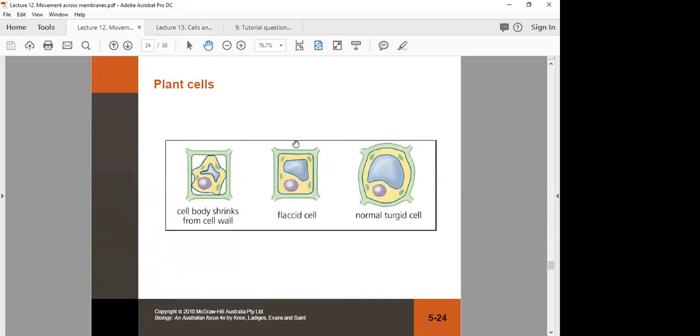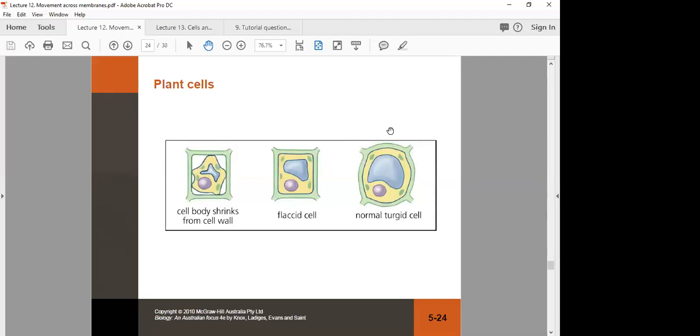Here we have a plant cell that's been placed in an isoosmotic solution. Because there's no net change in the water that's moving into the cell or out of the cell, the cell is actually flaccid, which is not the desired state for a plant cell. To the right, we have the desired state for a plant cell.